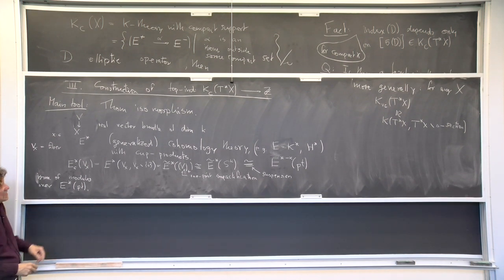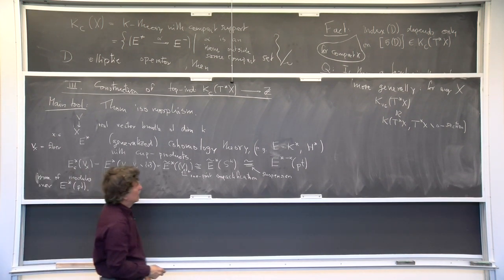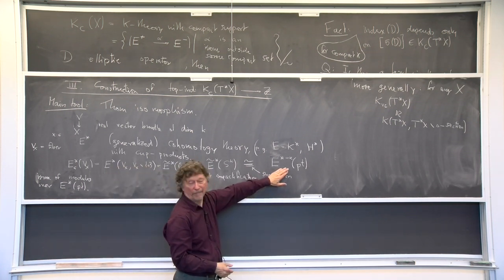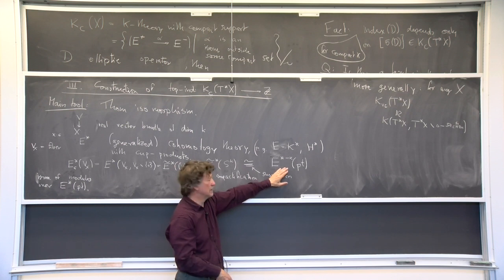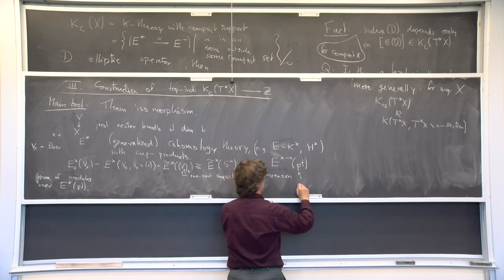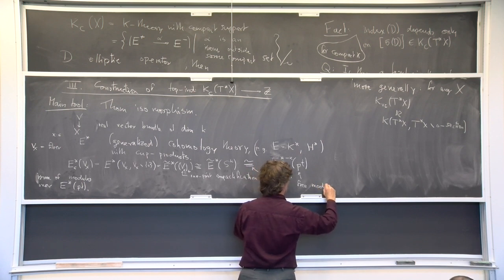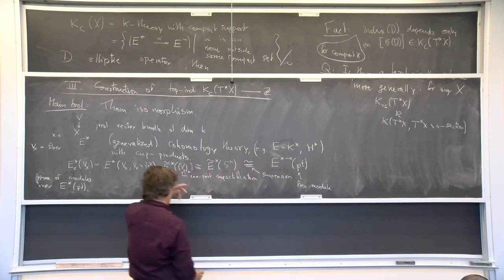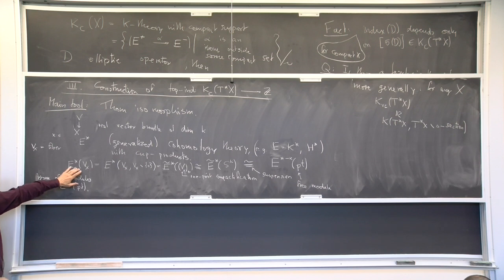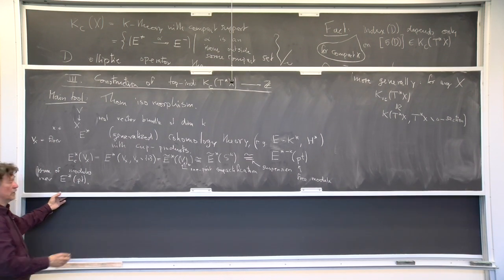So what is it saying? Well, this thing here is obviously free as a module over the E cohomology of a point. It's a free module. So that is saying that this one here is also a free module.